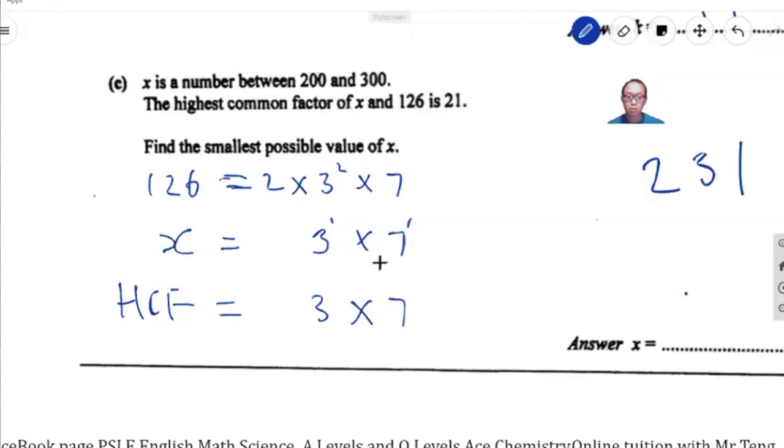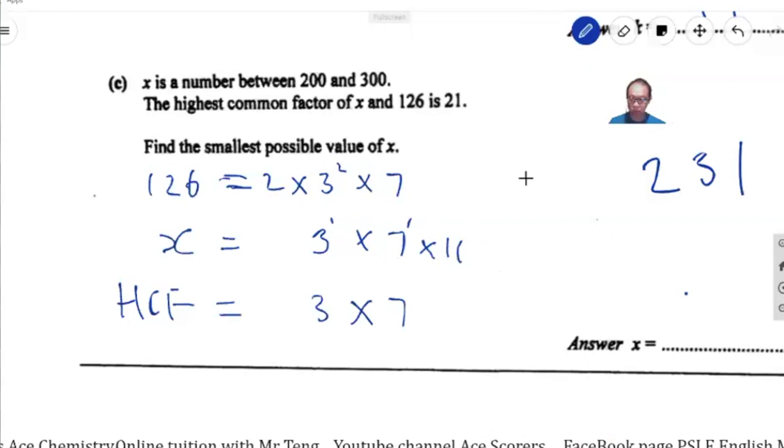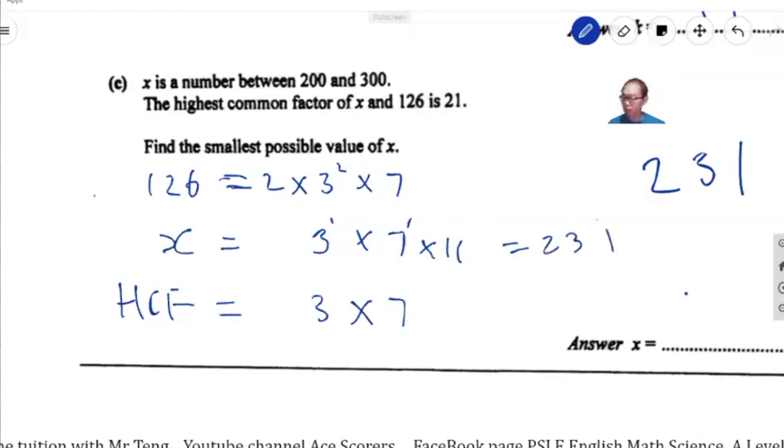So what's the next best number? After 7, 8, 9, 10, 11, the next prime number. So I'm going to put 11. If I put 11, I get 3 times 7 times 11. It's 231. Do you follow the logic? It's a bit of trial and error here for this particular question.